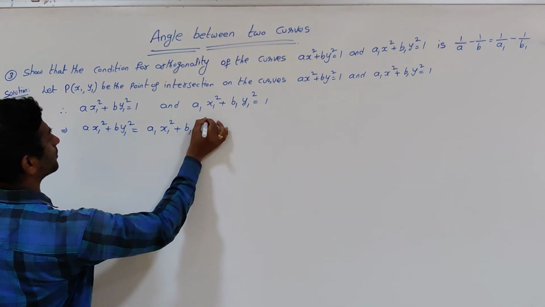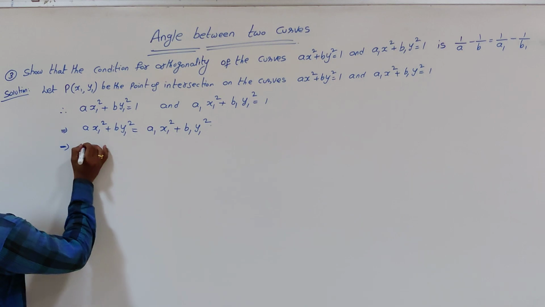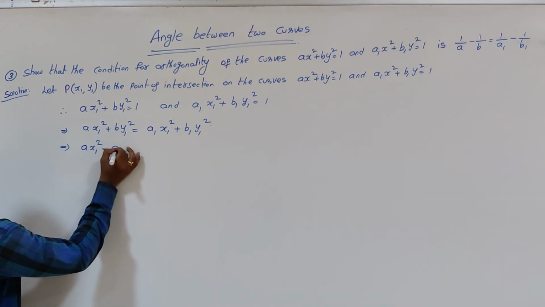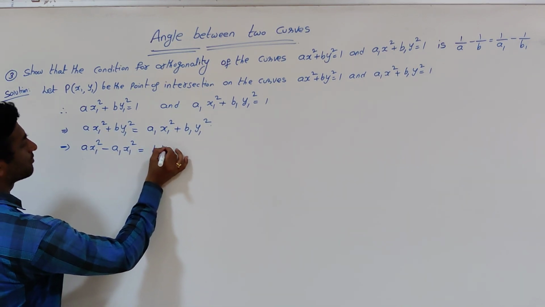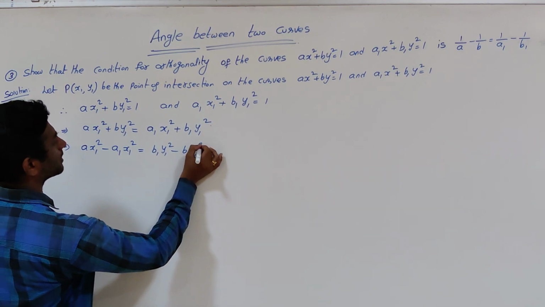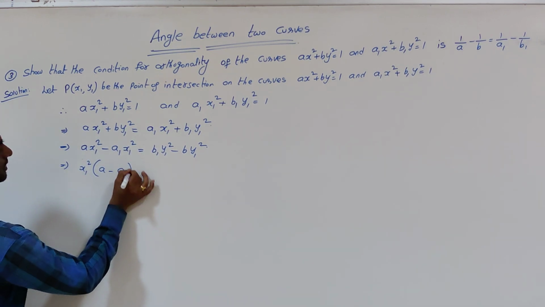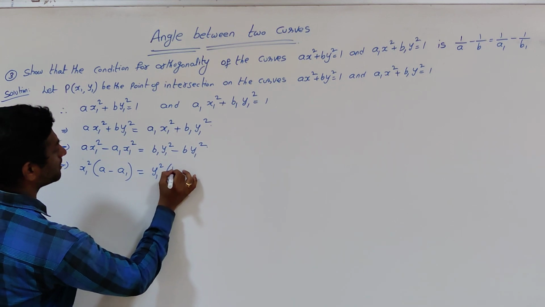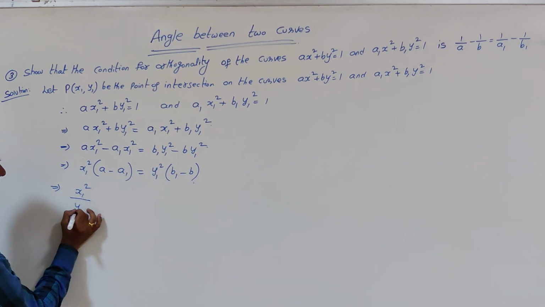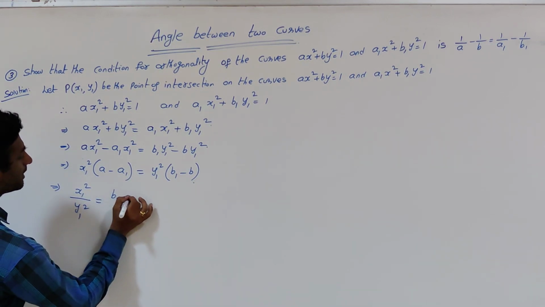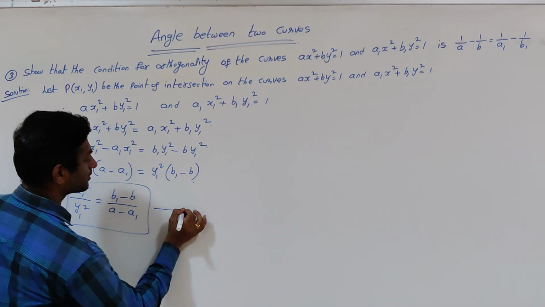Now we'll try to separate the x1 squares and y1 squares. ax1² minus a1x1² is equal to b1y1² minus by1². So x1² is common, then it will be a minus a1, and y1² is common, it will be b1 minus b. So x1² by y1² will be (b1 minus b) by (a minus a1). So that is the condition we got from the equating.